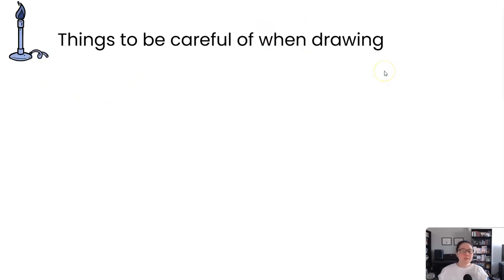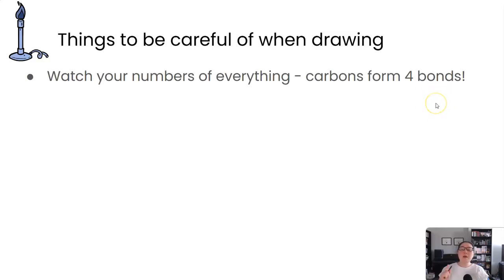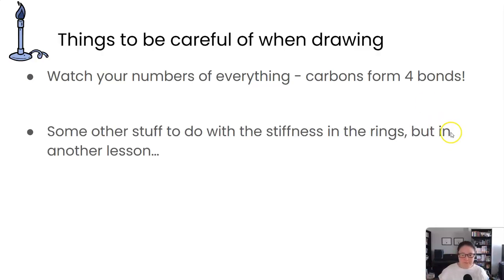Now a few last things for you to be careful of when you are drawing these cyclic hydrocarbons. Make sure you're watching your numbers. Carbons can only form 4 bonds, and they will form those 4 bonds. And so you want to make sure you're not putting too many things or too few things when you are adding in things like rings and double bonds and triple bonds and things like that. Also, there is some naming stuff related to that whole stiffness in the rings bit, but that's going to be a different lesson.